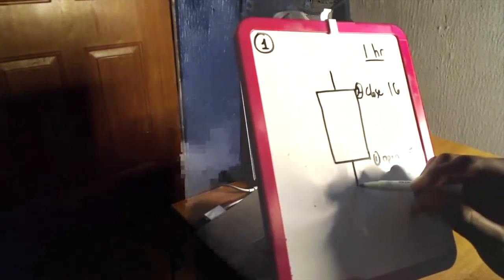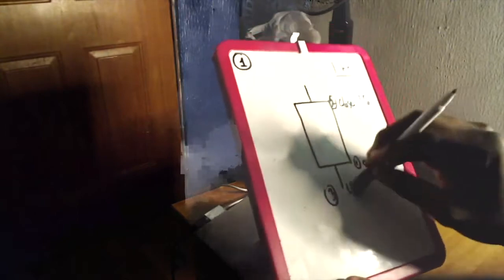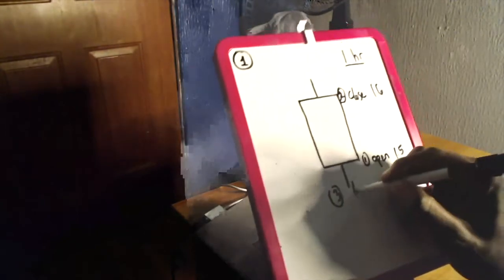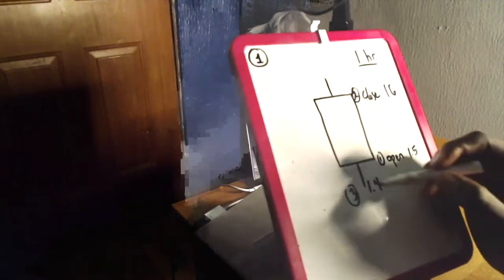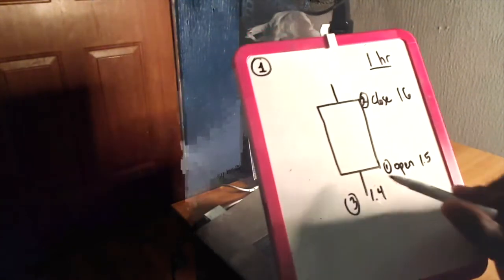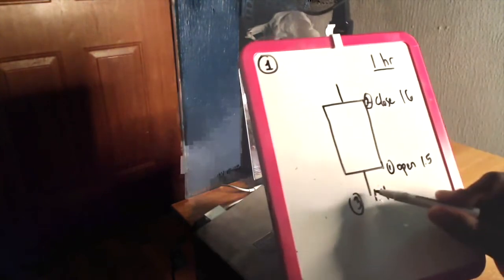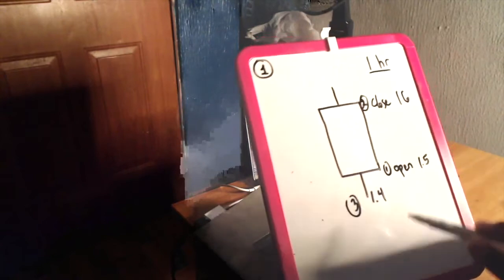Now this point right here is the low point for the hour. So let's say this is number 3, and it ends at 1.4. So this is the low point. This is the lowest point that it hit for that hour. It was still fluctuating. Let's say it hit that at 1:30 a.m. It's still within that hour time frame, but the lowest point it hit was 1.4.